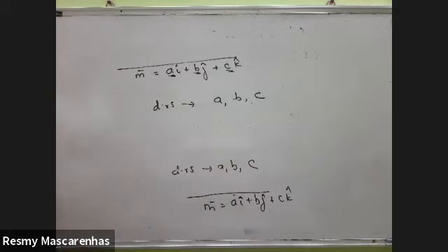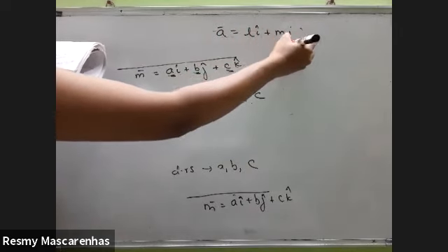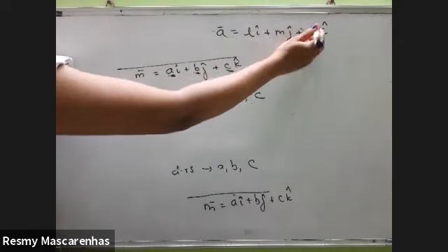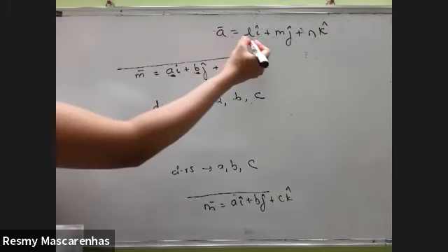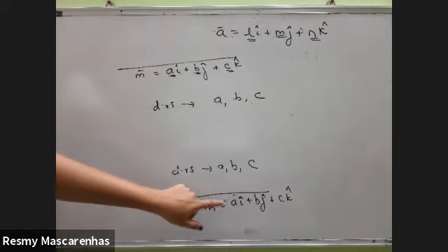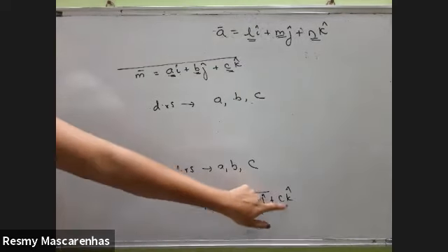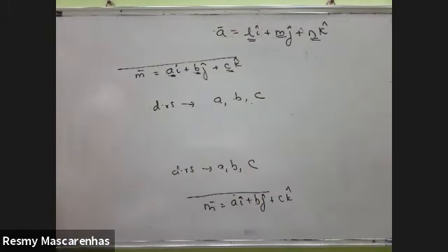Then the second note says if the vector l i plus m j plus n k is a unit vector, then L, M, N are the direction cosines. Suppose in terms of L, M, N it is given, then it will be direction cosines. I'll tell you now how to differentiate whether it's a direction ratio or a direction cosine. If it's A, B, C, then they are called direction ratios. If it's L, M, N, then they are called direction cosines.